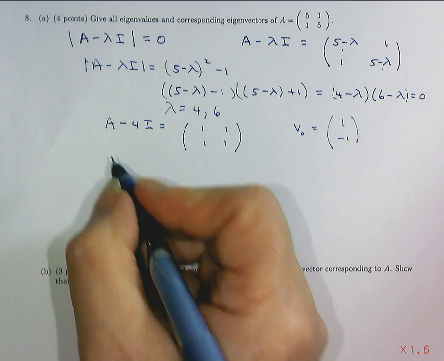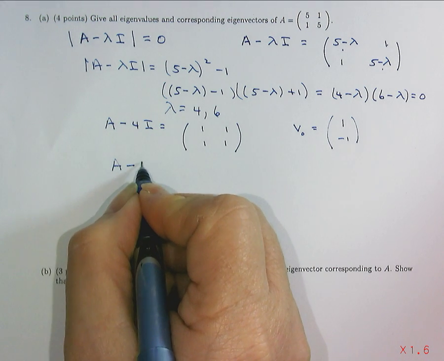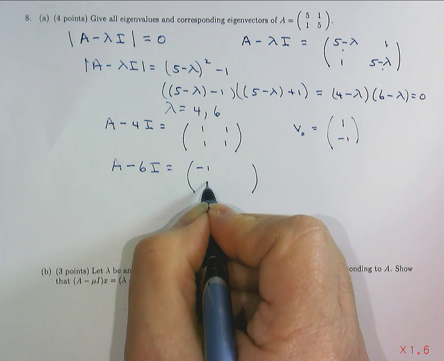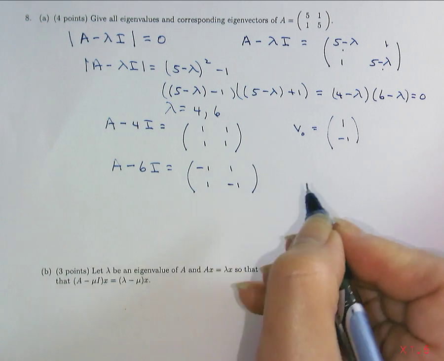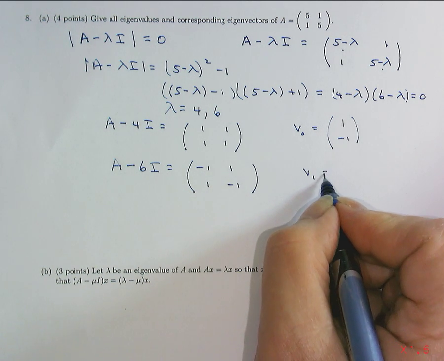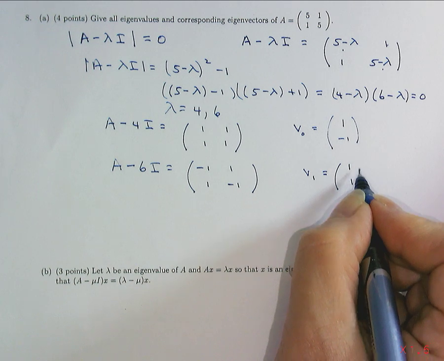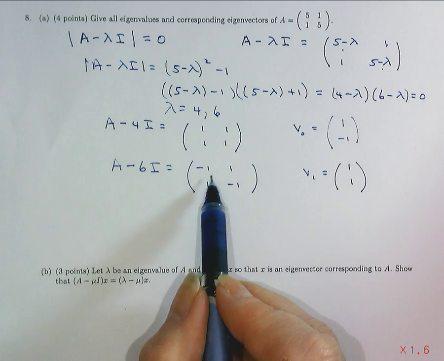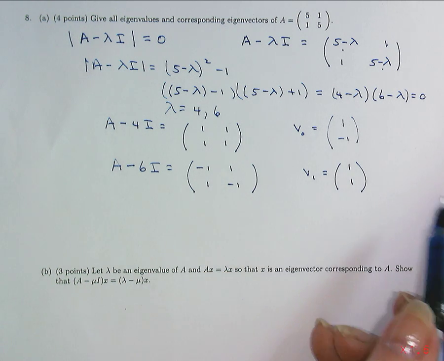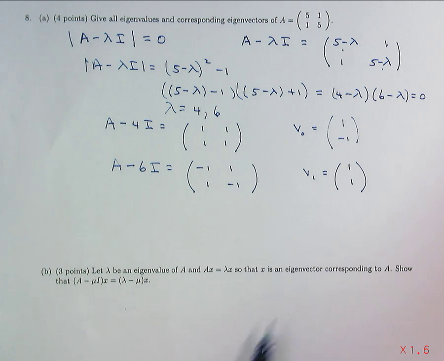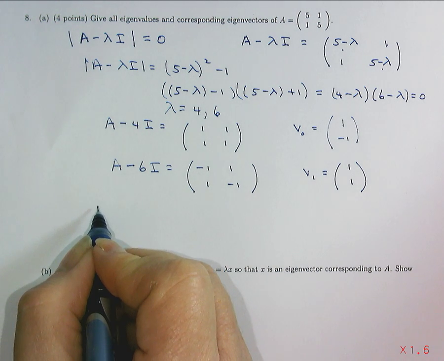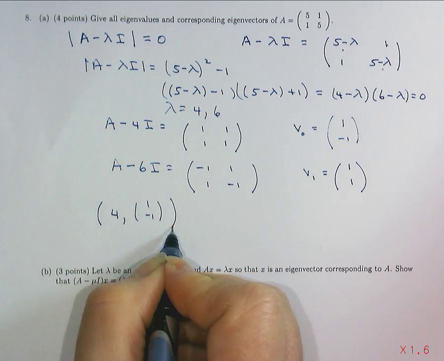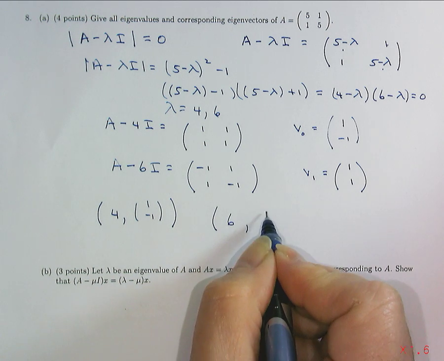If we look at A minus 6 times the identity, the matrix becomes negative 1, 1, 1, negative 1. And a vector in the null space of this, just again by inspecting, so we don't have to even put it in row echelon form, is 1, 1, since this matrix times the vector 1, 1 does give you the 0 vector. And so the eigenpairs are 4, (1, negative 1), and 6, (1, 1).